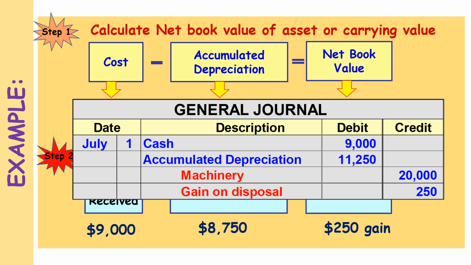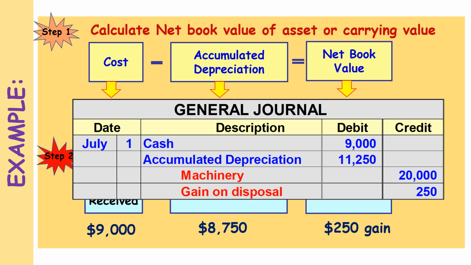Look, accumulated depreciation is generally credited in the transaction when it is calculated, so we need to do the opposite to remove it. The opposite of a credit is a debit. Machinery, when it is purchased, is debited. Since we are going to remove it from our books, we need to credit it because it's been sold, so we have to remove it. And the gain on disposal will be credited as a balancing figure here.